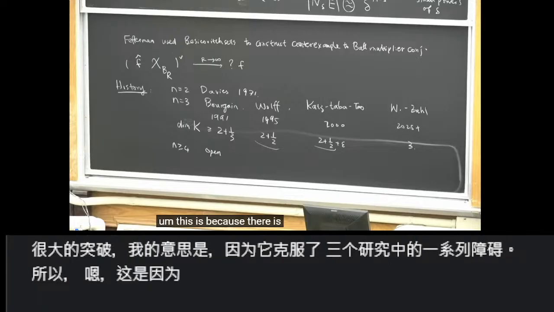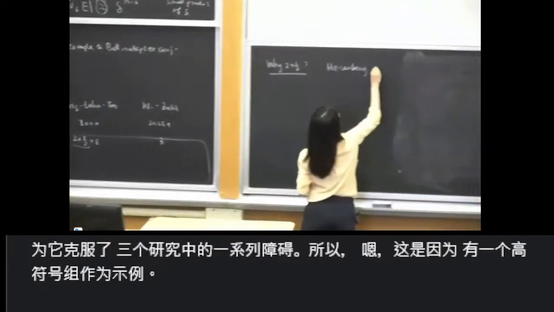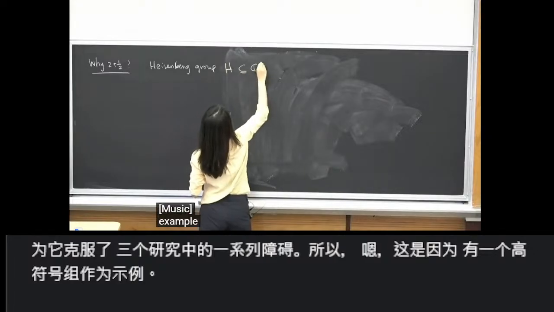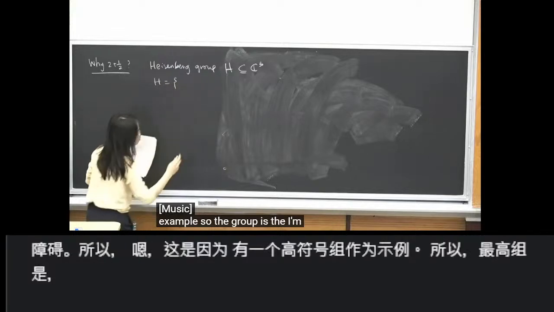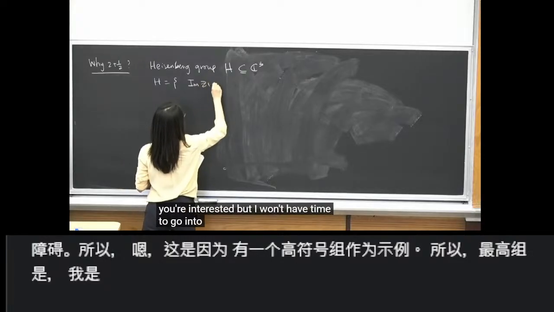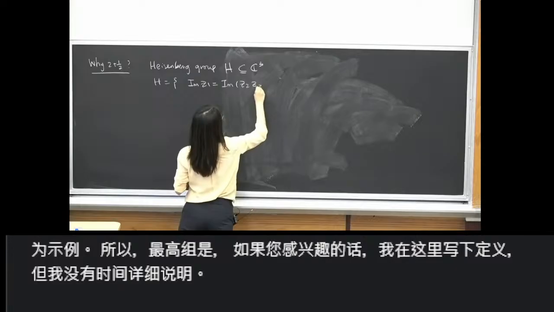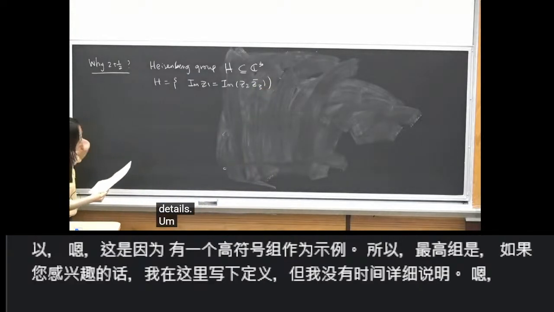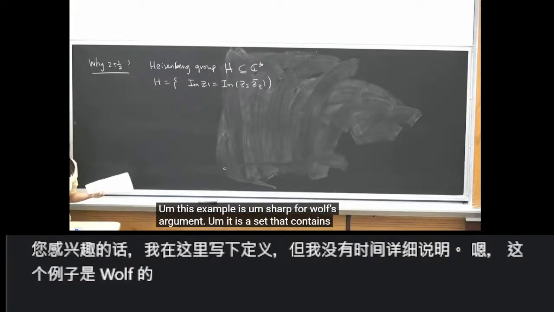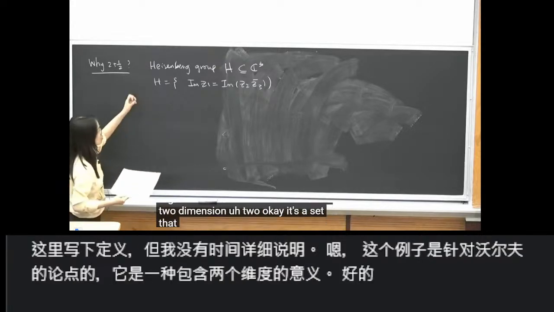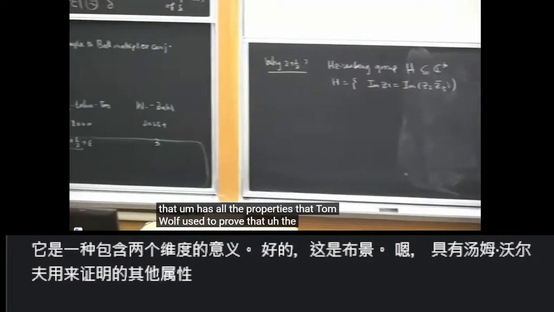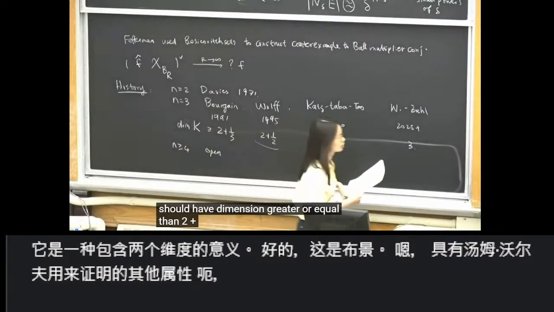This is because there is the Heisenberg group example. I'm writing the definition here in case you're interested, but I won't have time to go into details. This example is sharp for Wolff's argument. It's a set that has all the properties that Tom Wolff used to prove that the Kakeya set should have dimension greater or equal than 2 plus 1/2.